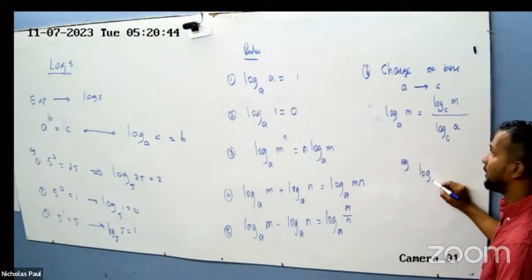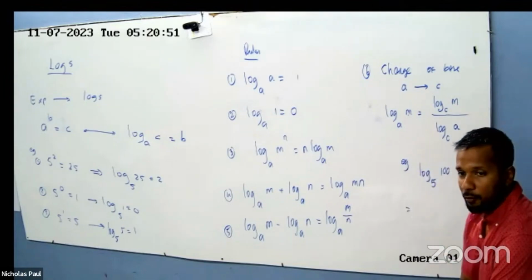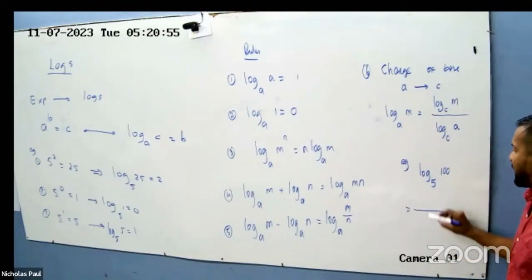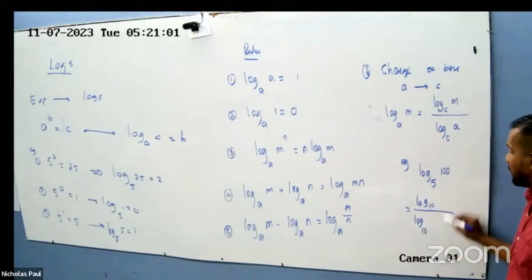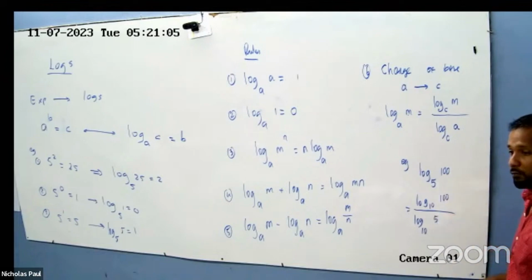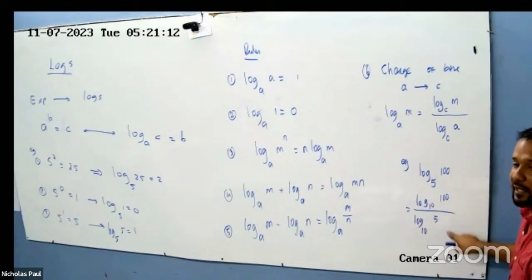For example, let's try to convert this to the base 10. What will log of 100 to the base 5 be? You want to convert to the base 10, log to the base 10. The whole number goes here, and the whole base goes here. And you work it out. Check it in the calculator and see what you get.